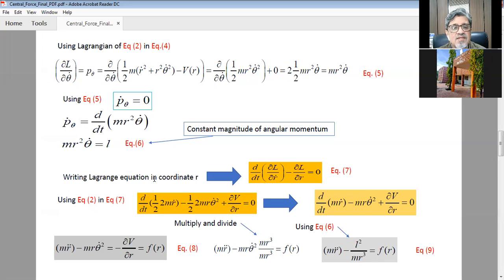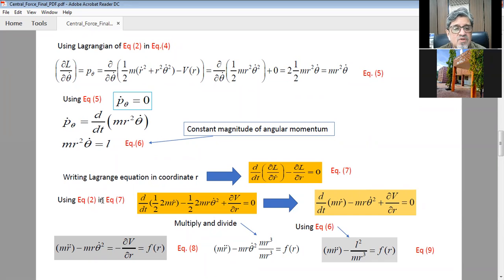So now writing the Lagrangian equation in coordinate r. Earlier we wrote the Lagrange equation for coordinate theta. Now we are writing the Lagrange equation for coordinate r: d by dt of del L by del r dot, minus del L by del r, equals 0. We name it equation number 7.